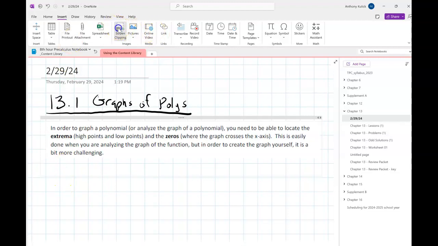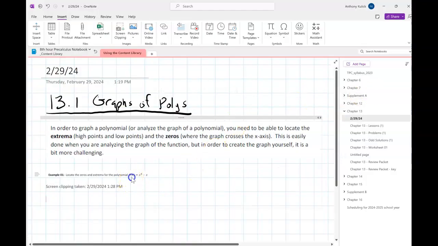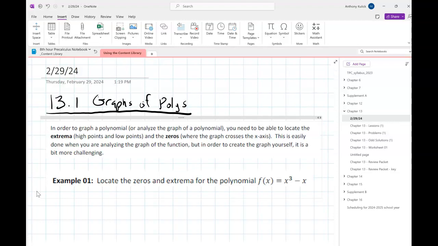So let's say we have the function x cubed minus x, and we want to locate the zeros and the extrema for this function. To do this, we are going to use our calculator. If you have a calculator with you, I invite you to take it out to follow along.